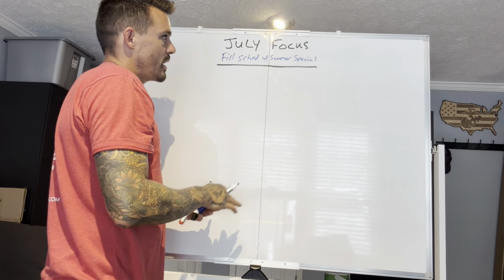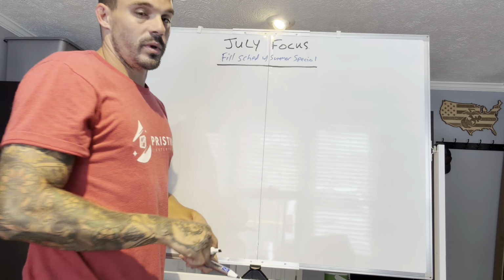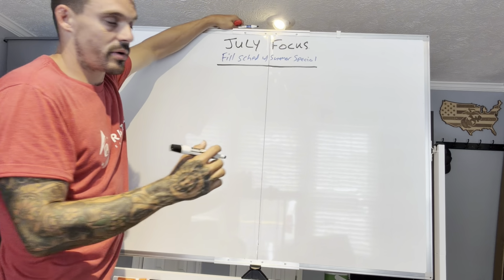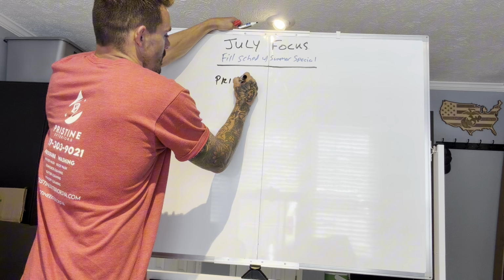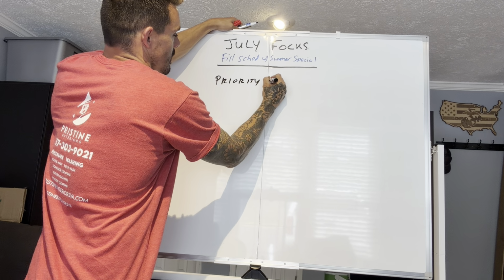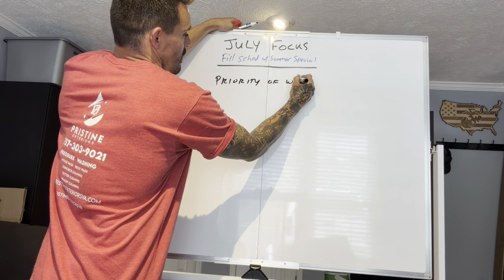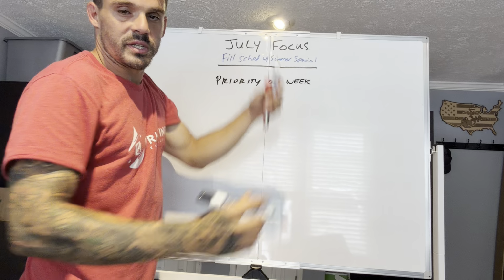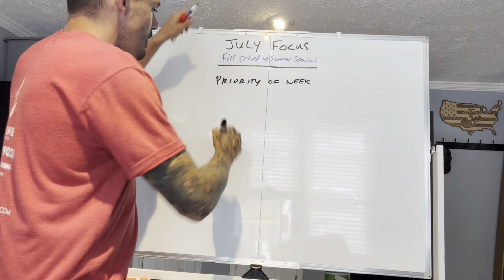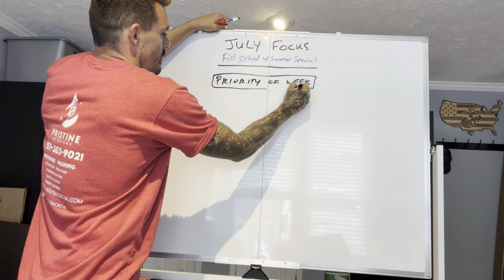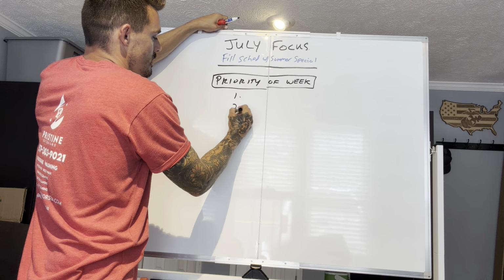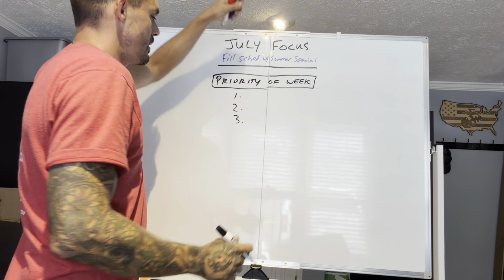We're working our way down, so we have the month. We're gonna do week now. So these are the priorities of the week. I like to keep this pretty broad. Give us 3 things to work on. We've got 4 weeks in a month, so we got 12 big things that we can work on. So we'll do the priority of the week. And we'll do 1, 2, and 3.